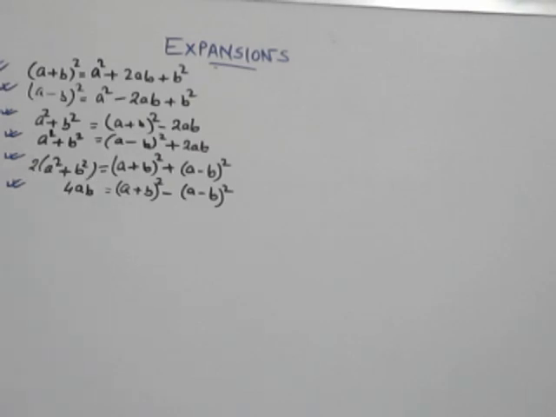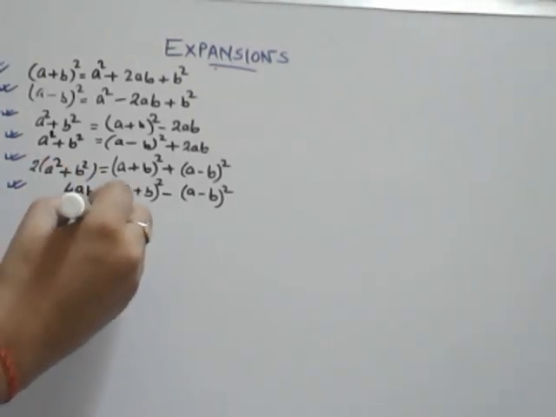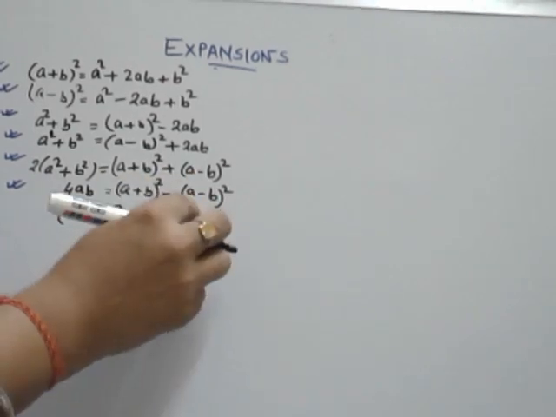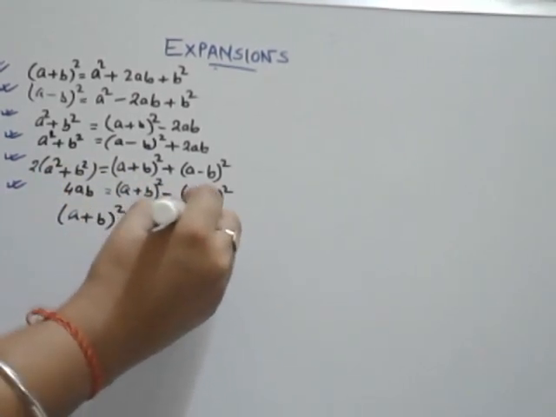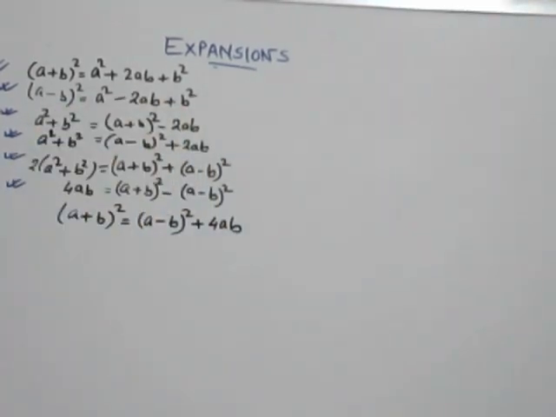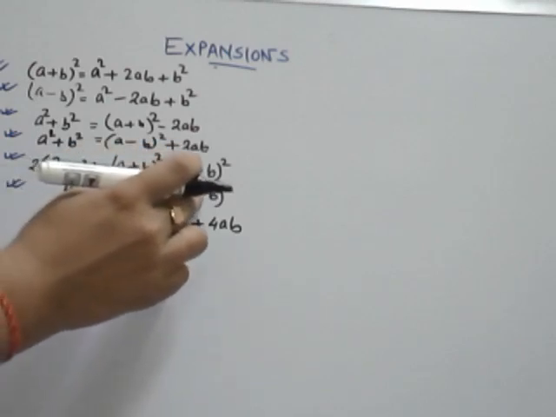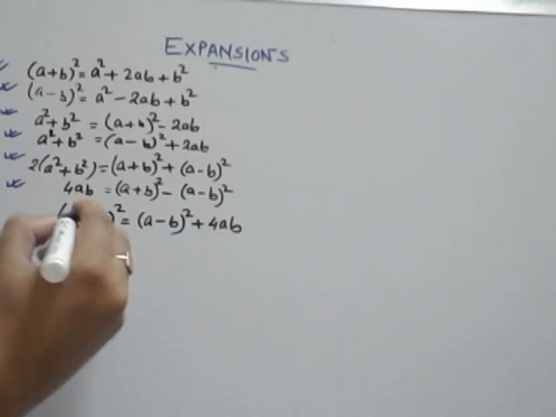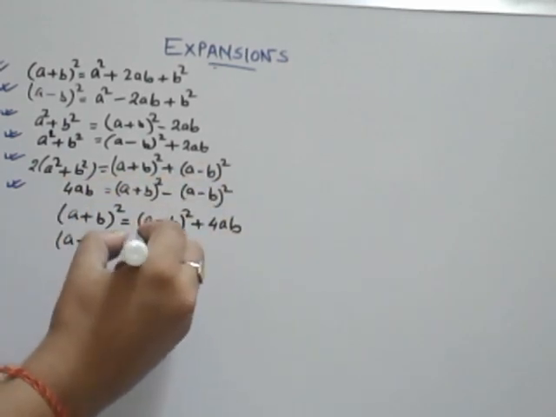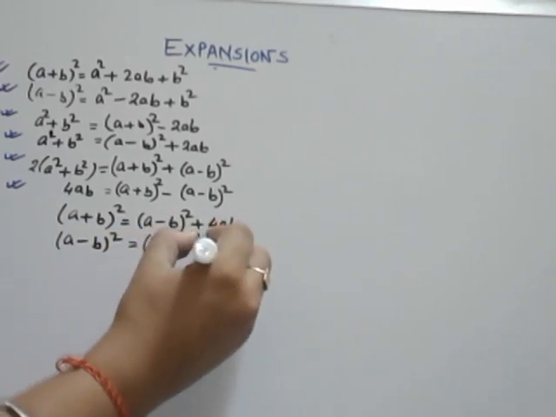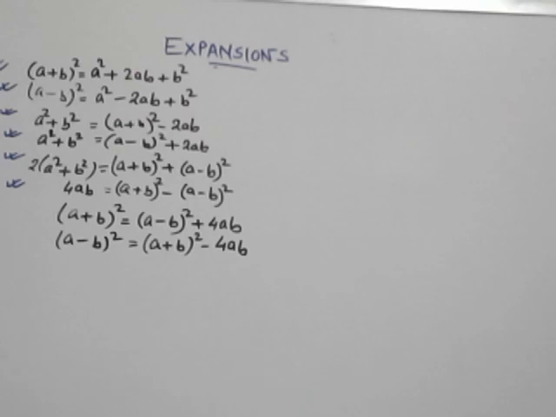Now from this formula, we can write (a + b)² equals, if we transpose this to the left side, (a − b)² + 4ab. If we transpose this into the left side and this into the right side, it becomes (a − b)² equals (a + b)² − 4ab. So from these two basic formulas, we derive some other formulas.